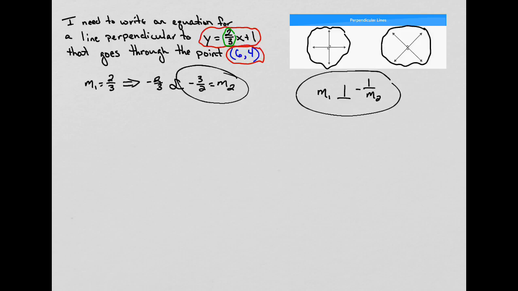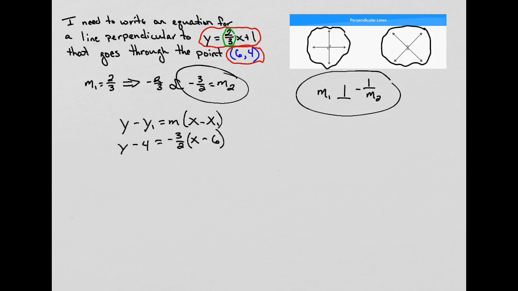If I'm given a point and I know a slope, then the formula that I'm going to use to write an equation is point-slope form. That's y minus y1 is equal to m times x minus x1. And I just put the pertinent pieces of information in there. I know that the x on my point is 6. I know the y on my point is 4. I know my new slope on this line is a negative 3/2, so I drop all of that information in. So my equation is going to be y minus 4 is equal to a negative 3/2 times x minus 6.